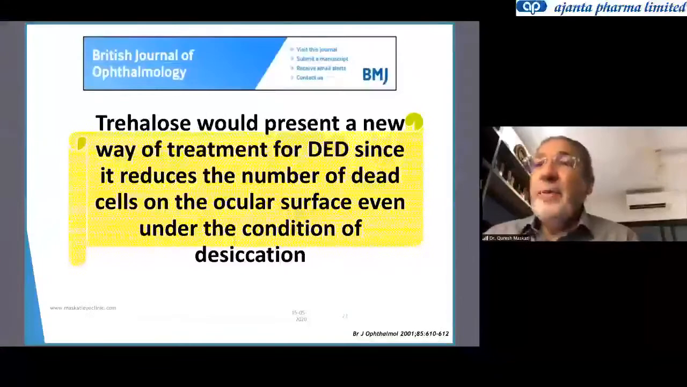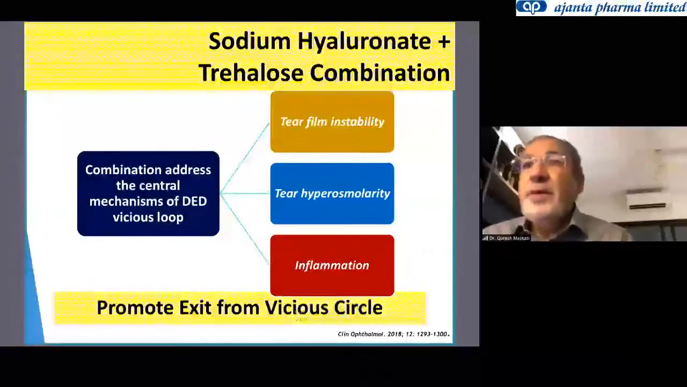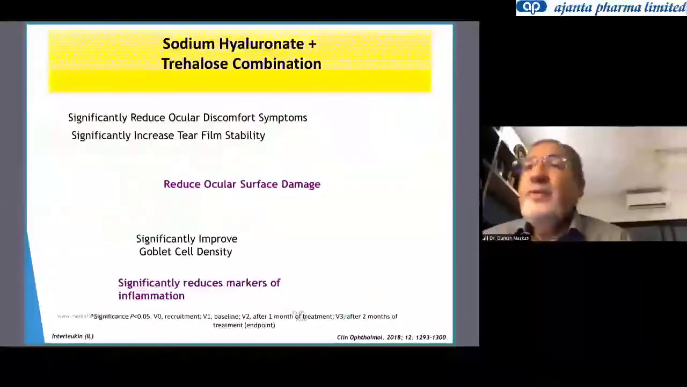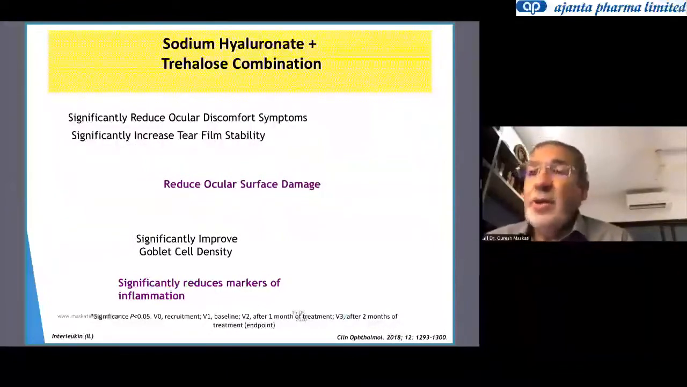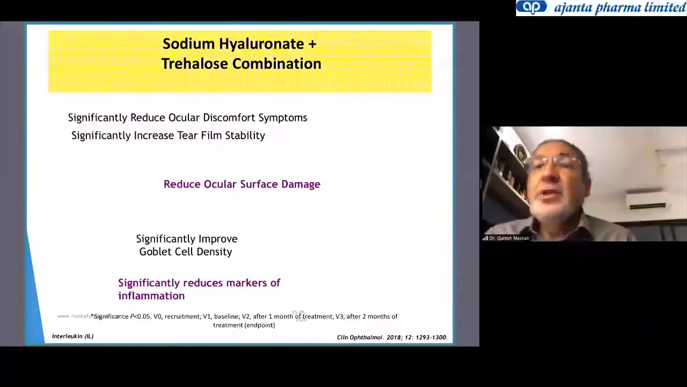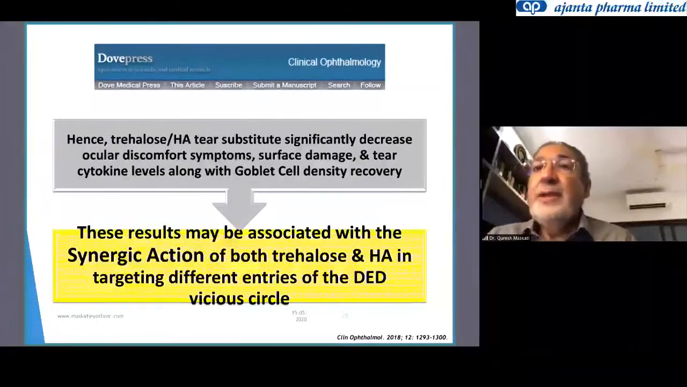And let us see whether, if you combine it with CMC, with HA, it would work. Yes, they found that a combination of HA with Trehalose does promote an exit from the vicious circle of dry eye by promoting better tear film stability. And as I told you, it's also osmoprotectant and an anti-inflammatory. So this combination has various effects on the eye. It reduces ocular discomfort, increases tear film stability, improves surface damage and goblet cell density, and significantly reduces markers of inflammation. Dr. Rohit Shetty told you about those unpronounceable markers of inflammation, cathepsin and IL-2, IL-6, IL-9, and so many others, MMP9. So this has an effect, and there are published articles which show that HA with Trehalose has a synergic action in targeting various entities.